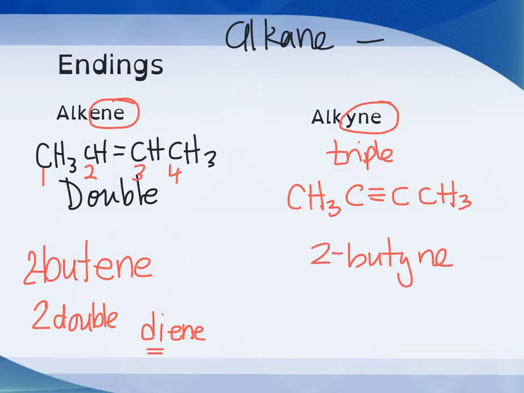If you had more than one, let's say we had 3 triple bonds, which would be really rare, but it could happen, so you're going to have triyne as part of your name. It'd be probably butatriyne. Not realistic, but it illustrates the example I'm giving you.